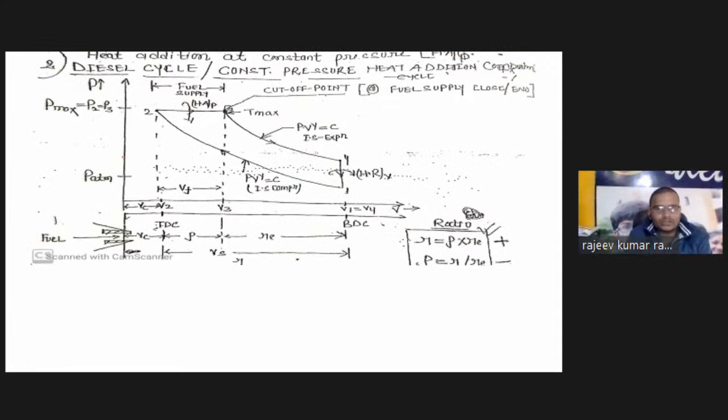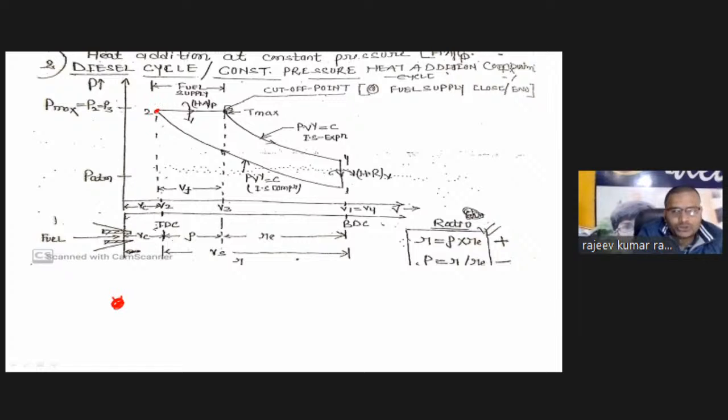A diesel cycle is also known as what? Constant pressure heat addition. Why? Because in this process heat is added at constant pressure. One more thing, my dear friends, you have to keep in mind: V2 is called the cutoff point, the point at which heat is going to be added.